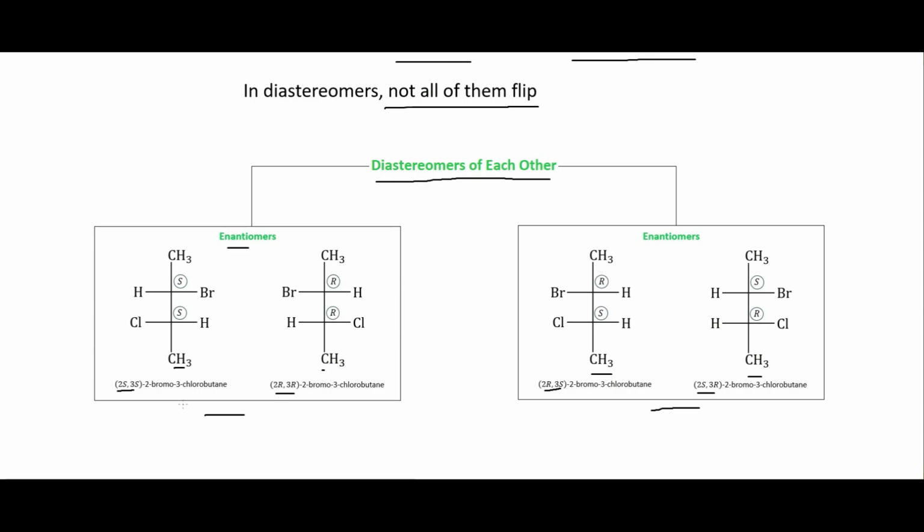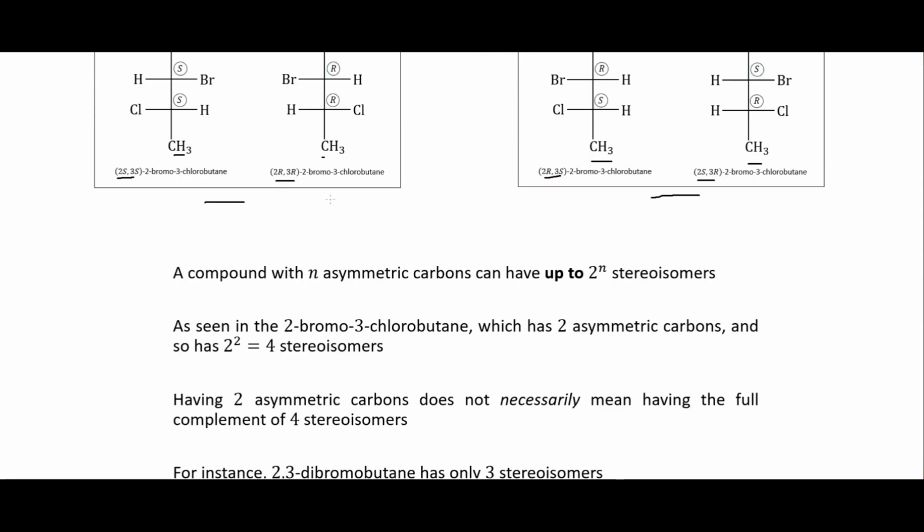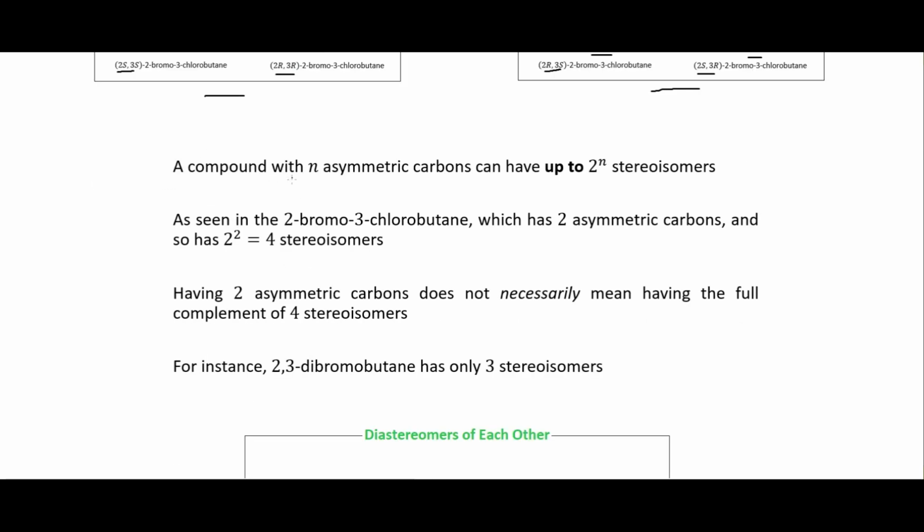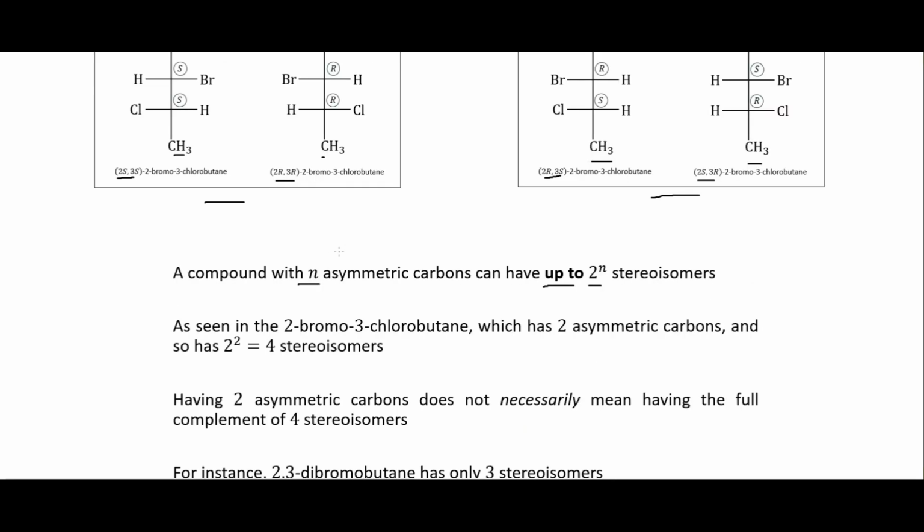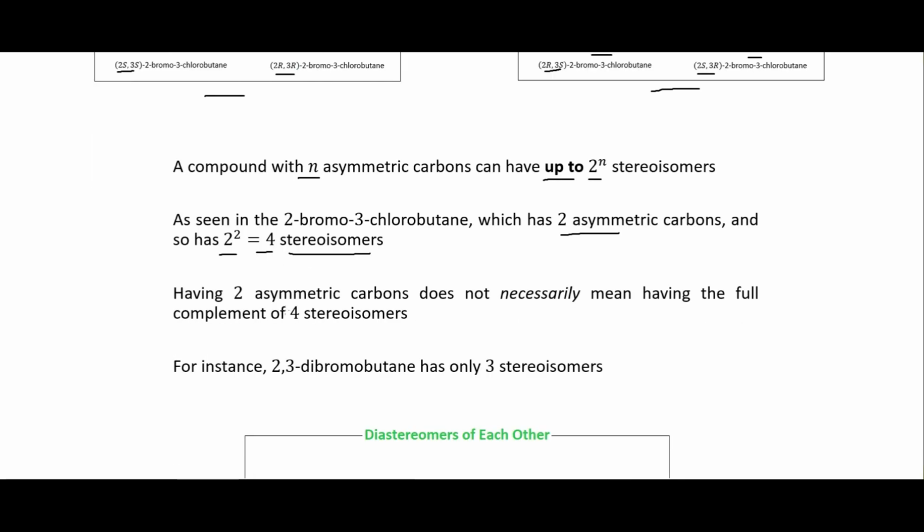And so what we see is, for this one, we have two chiral centers and four possible stereoisomers of each other. And so that brings us to this 2^n rule. A compound with n asymmetric carbons can have up to 2 to the n stereoisomers. And so we see up here with this 2-bromo-3-chlorobutane, which is what we're showing up here, we have 2 asymmetric carbons, and 2 to the second power equals 4 stereoisomers. Having 2 asymmetric carbons, though, does not necessarily mean having the full complement of 4 stereoisomers.